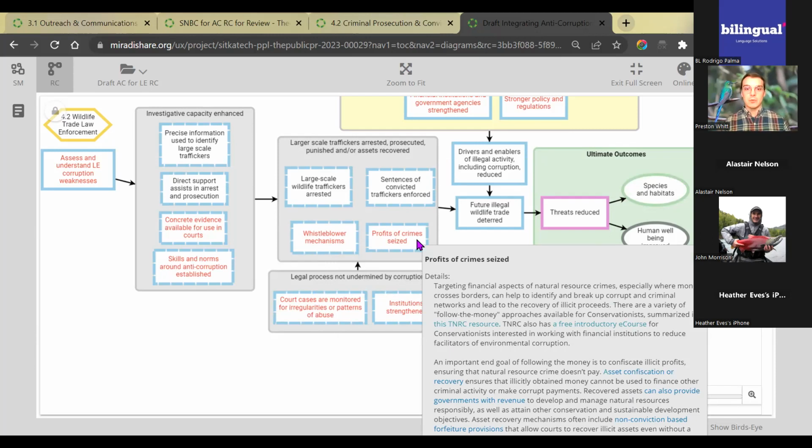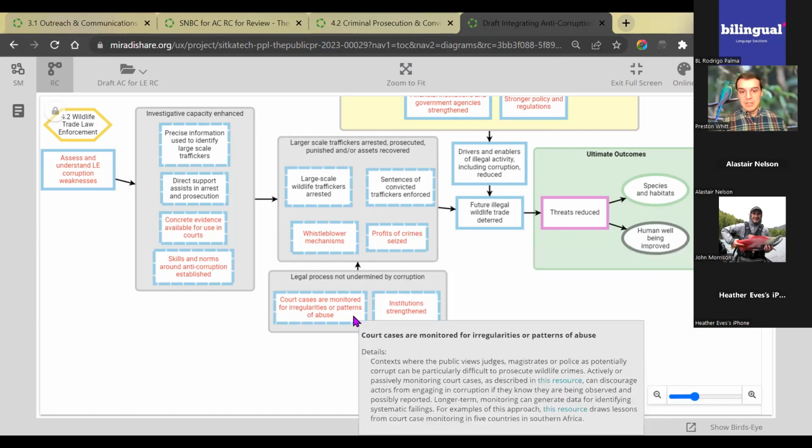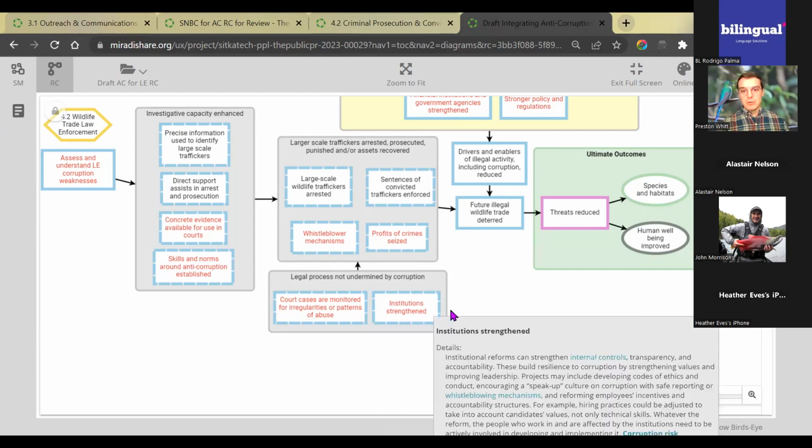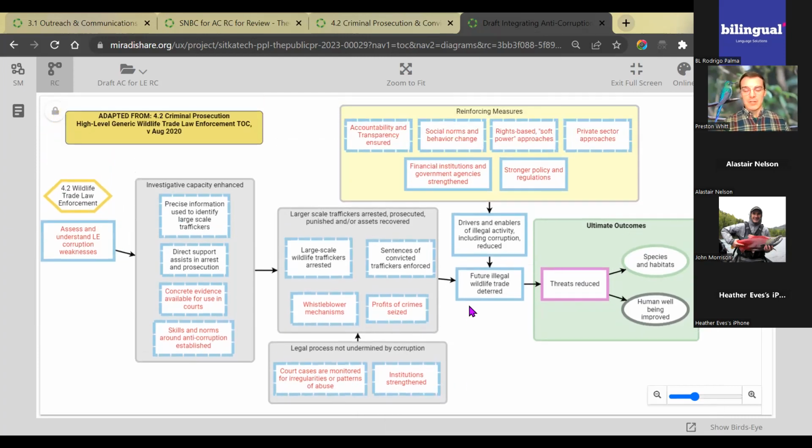reforest or to strengthen the protected area, but also very importantly, making sure that you've taken away that money from those who might reinvest it in further wildlife crime. Again, I mentioned the great work on monitoring court cases, monitoring their progress through the system, strengthening internal controls and other institutions of justice and law enforcement.